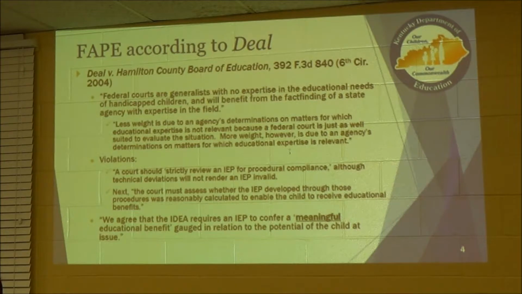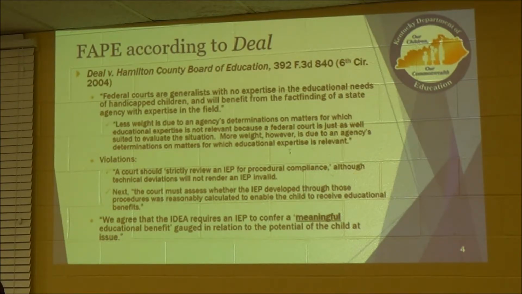So less weight, however, is due to an agency's determination on matters for which educational expertise is not relevant, because a federal court is just as well suited to evaluate the situation. More weight, however, is due to the agency's determination on matters for which educational expertise is relevant. So that basically says that, if these are factual matters that involve educational expertise of the parents, of the teachers, of the principals, of the school administrators, we're going to defer to them on those matters. But just interpreting the law, we're not going to defer to the lower court or the hearing officer in that matter.